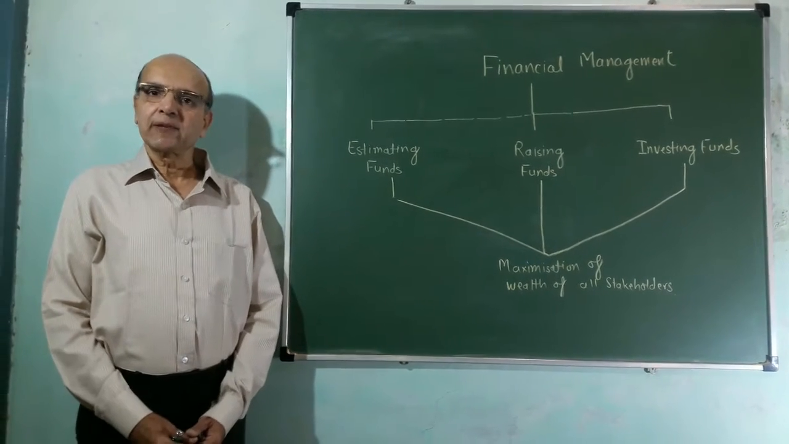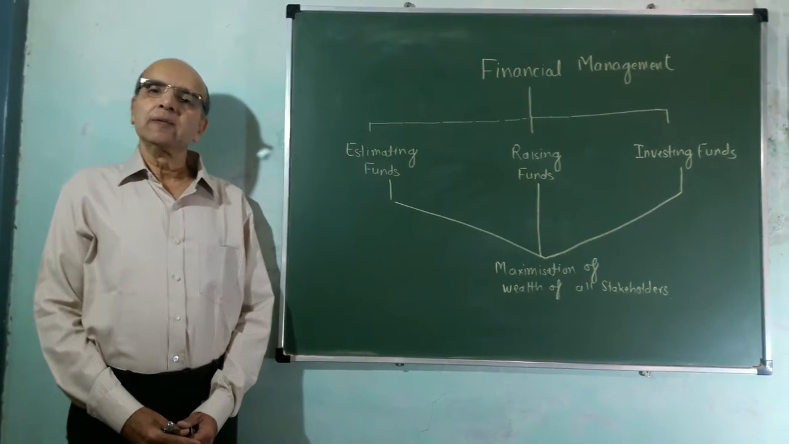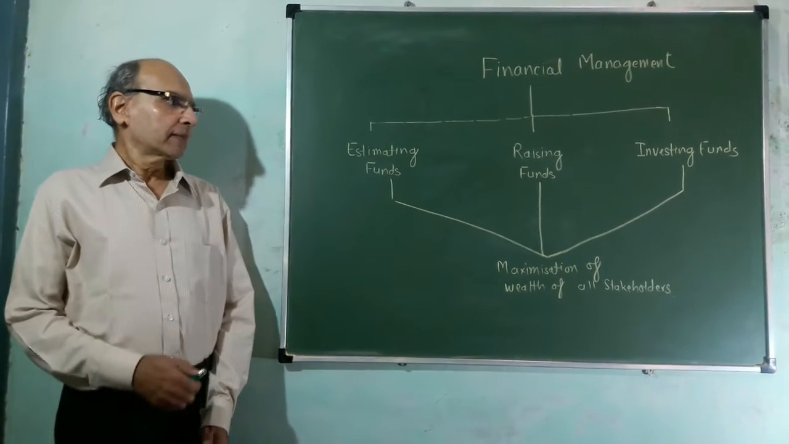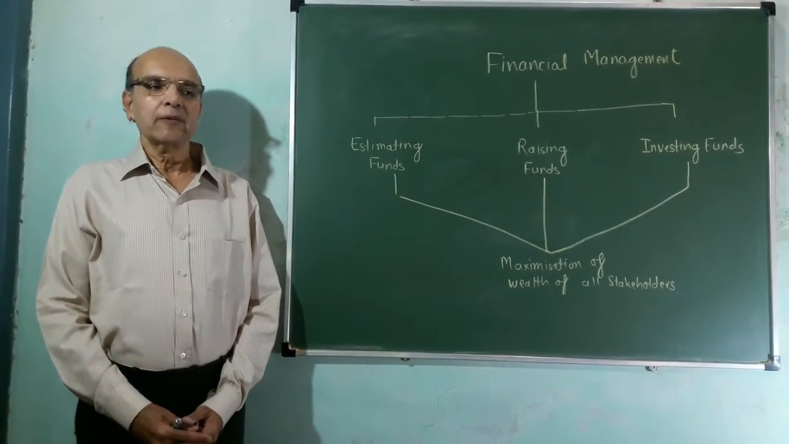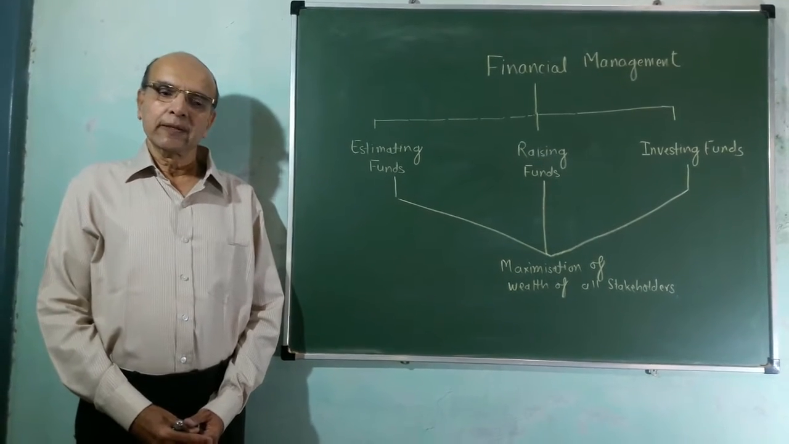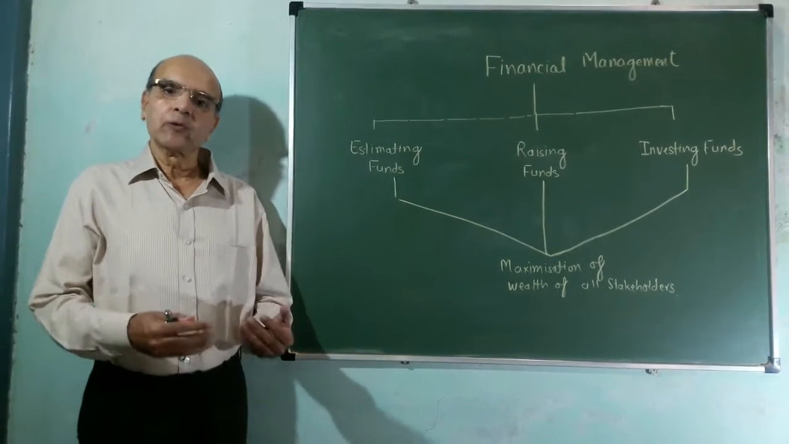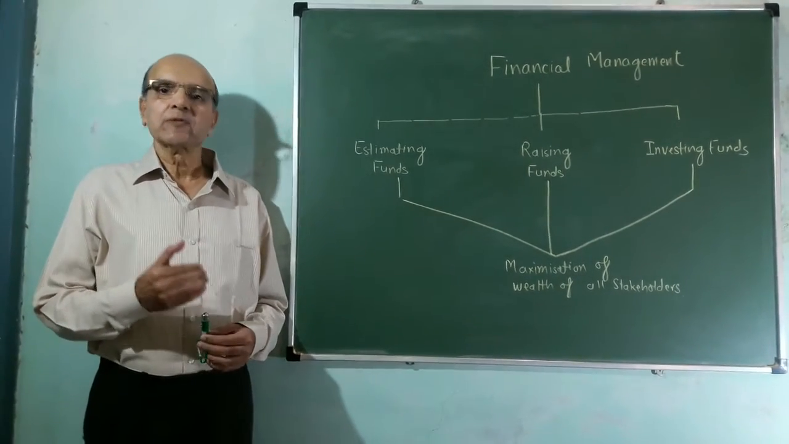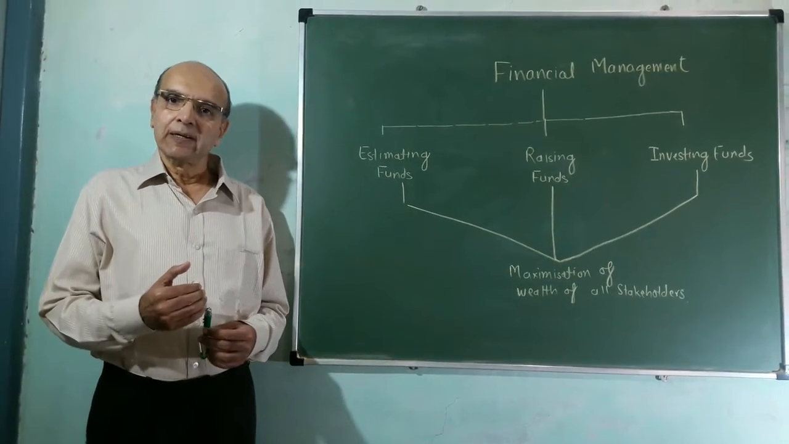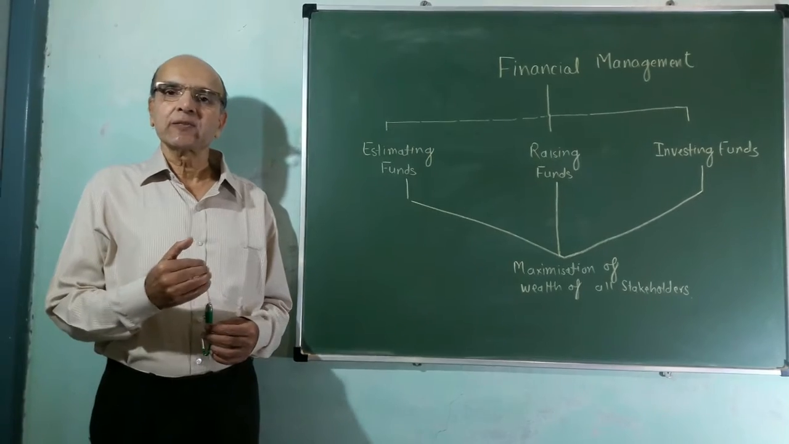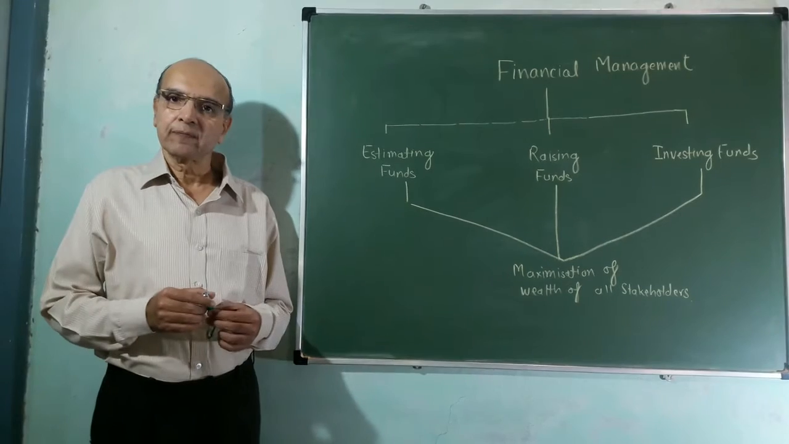So what is the meaning of financial management? Let us try to understand. In any company, there are three important functions. Number one is estimating the funds that are required by the company. For example, whenever you are starting a company, it may be small in the beginning. However, as time passes, it will grow further. As the company grows, there will be more requirement of finance and capital, and for that, a finance manager has to estimate the requirement of funds for further purposes.